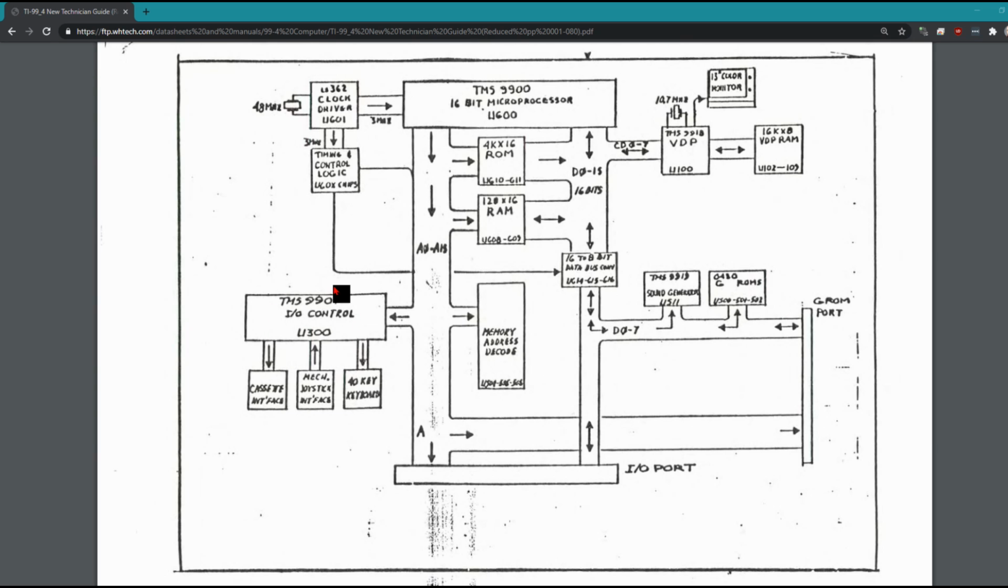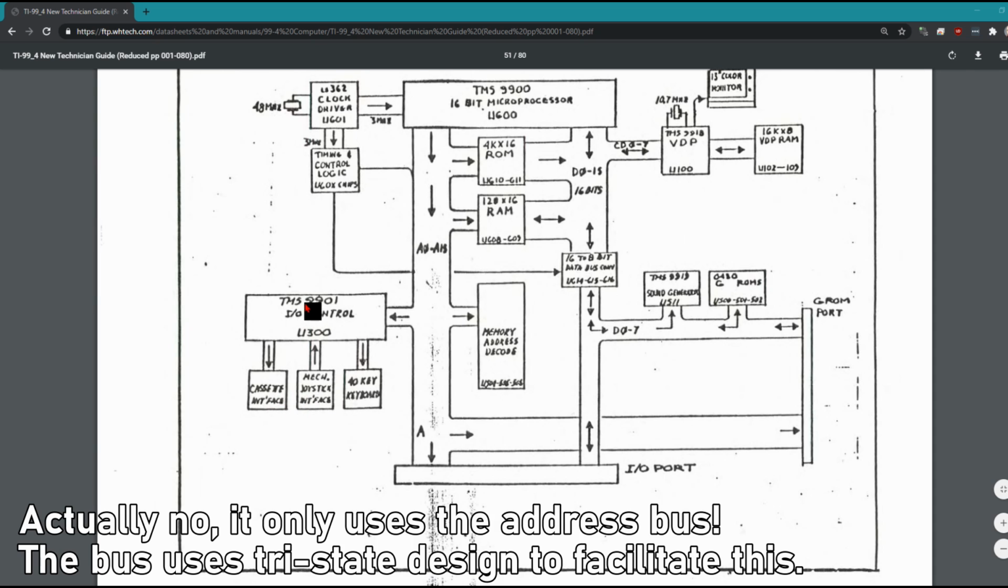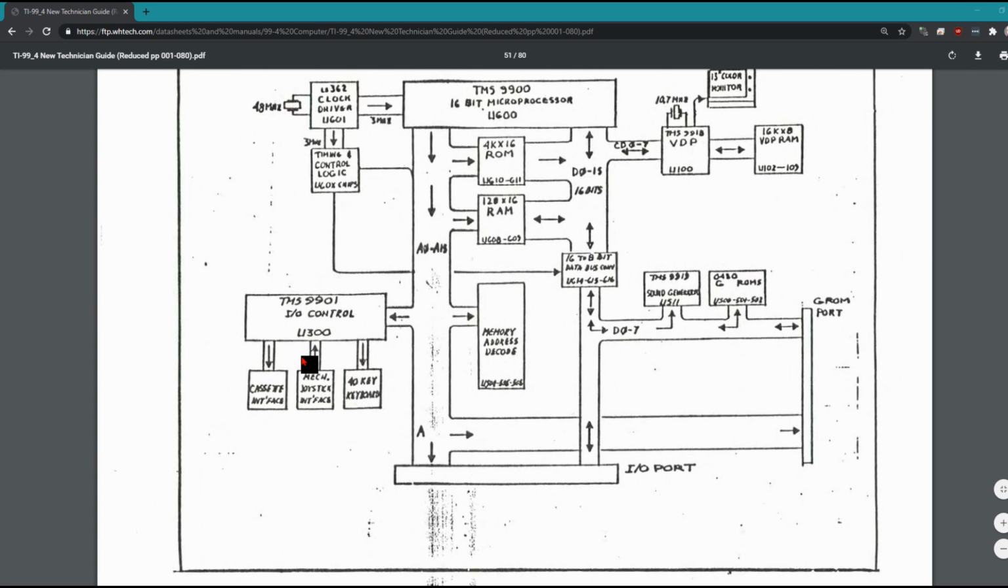And over here on the left is the TMS9901 I/O controller, which seems to interface to the keyboard and the joystick and stuff like that. I'm assuming this has a data bus connection as well. It's not shown here because this is the address bus going into here. I'm assuming there's more to this, but maybe not. Maybe this is doing some weird trickery on the address bus.